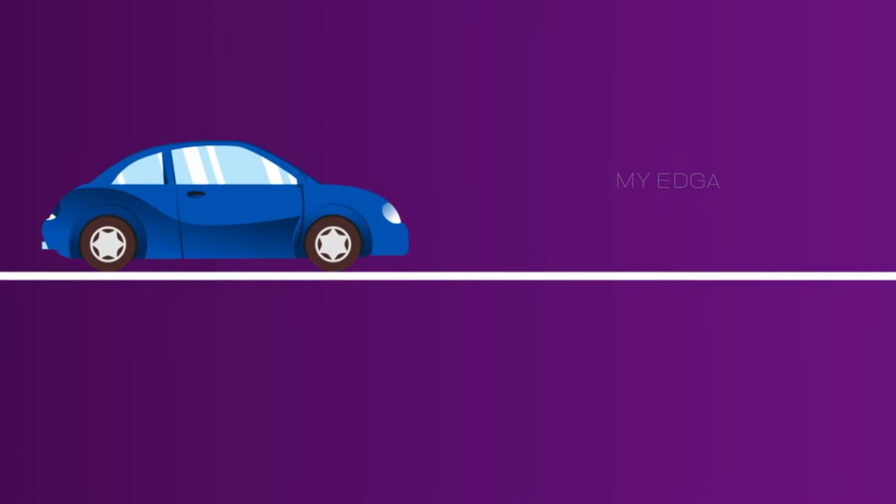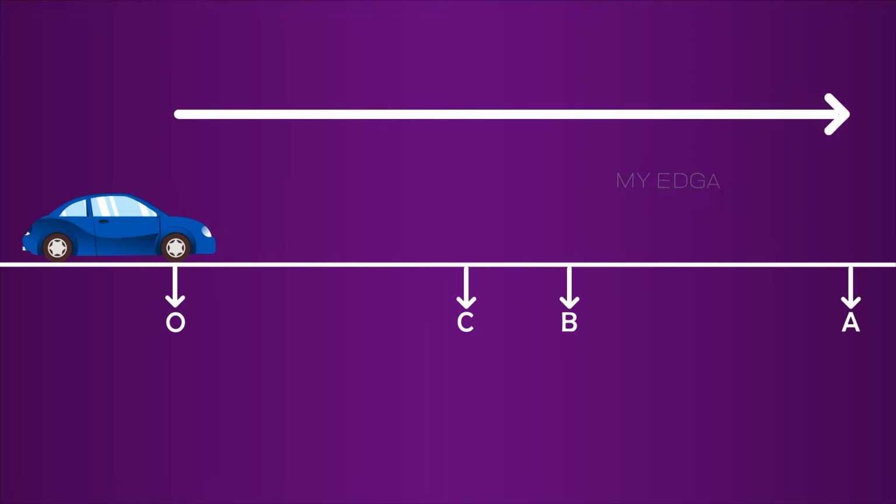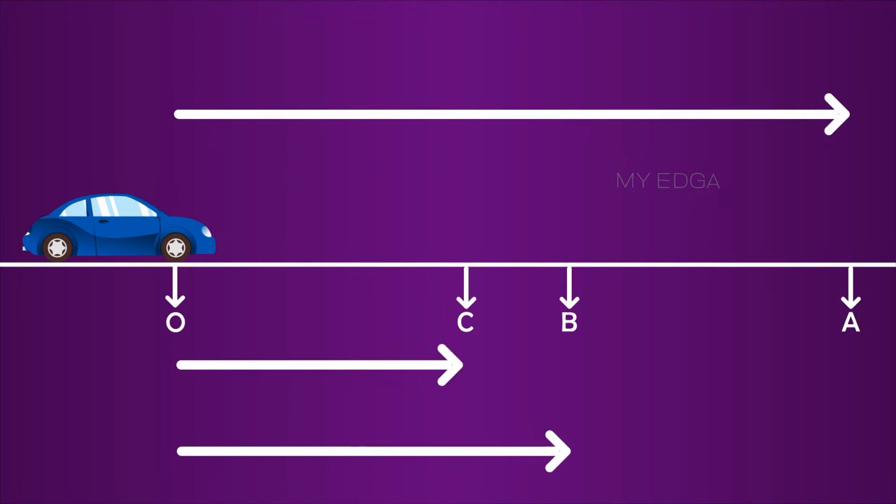Consider the motion of this blue car along a straight path. The car starts its journey from O, which is treated as the origin. Let A, B, and C represent the position of the car at different instances of time. Points A, B, and C are 60, 35, and 25 kilometers away respectively from the origin.